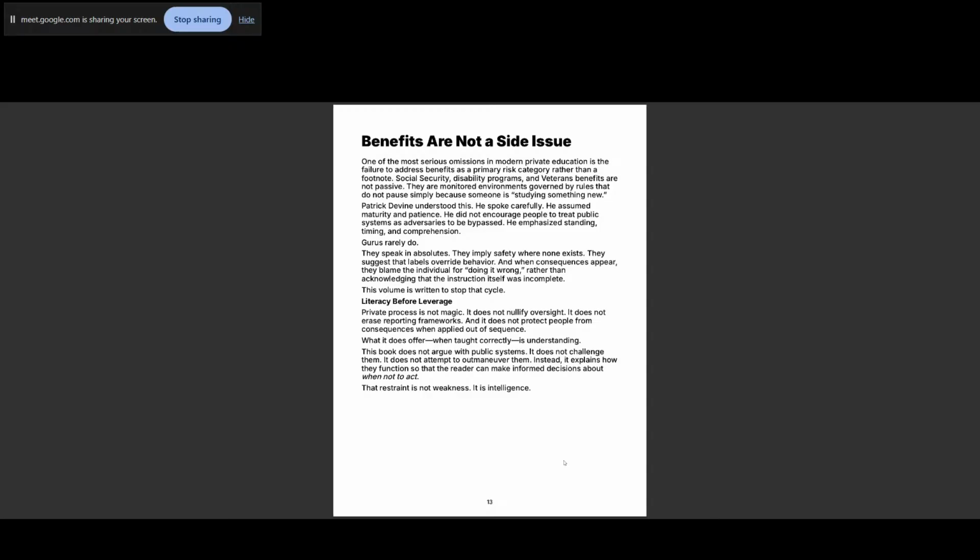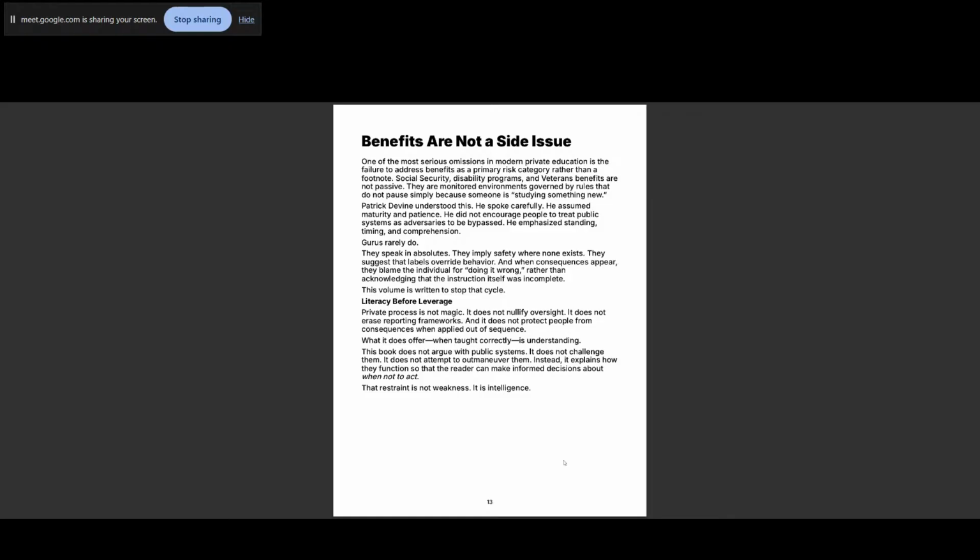Benefits are not a side issue. One of the most serious omissions in modern private education is the failure to address benefits as a primary risk category rather than a footnote. Social Security, disability programs, and veterans benefits are not passive. They are monitored environments governed by rules that do not pause simply because someone is studying something new.